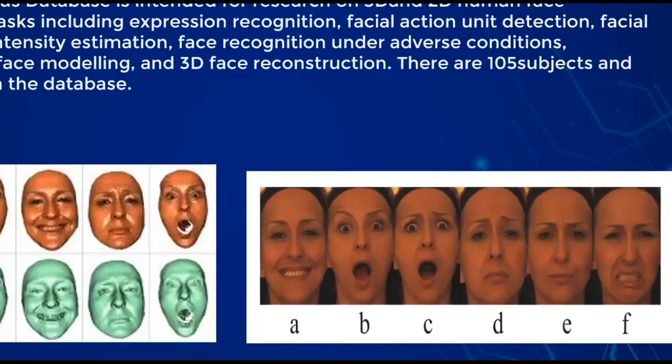In our experiments, we used one famous dataset, which is called the Bosphorus dataset. It's a Turkish dataset intended for research on 3D and 2D human facial processing tasks, including expression recognition, facial action unit detection, facial action unit intensity estimation, and face recognition under adverse conditions. And here you notice that we have the 2D images and the 3D images in the shape of meshes.